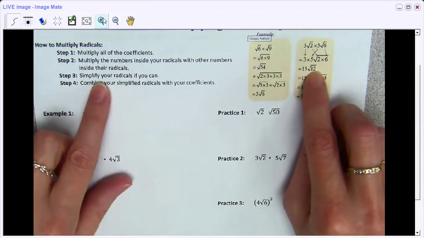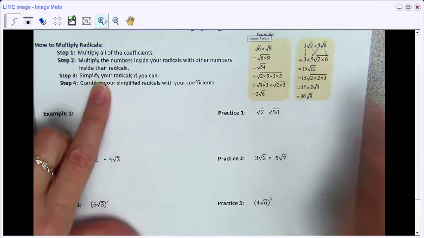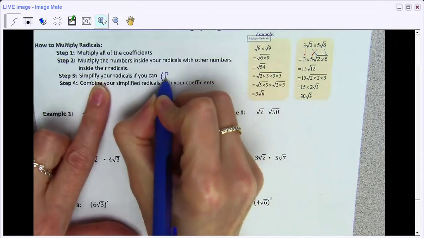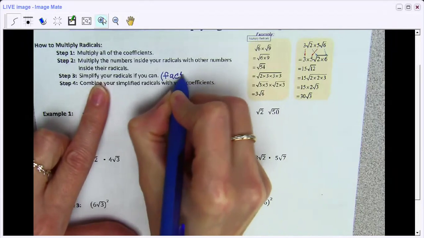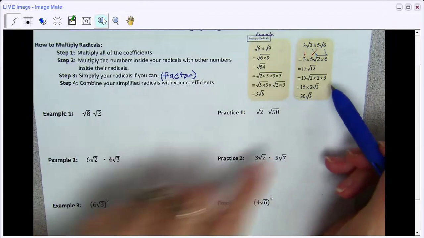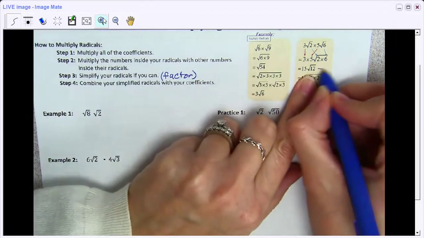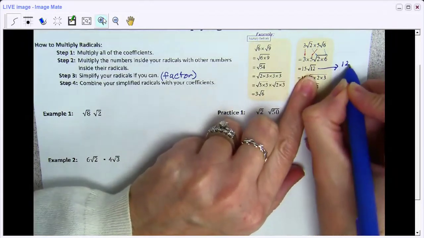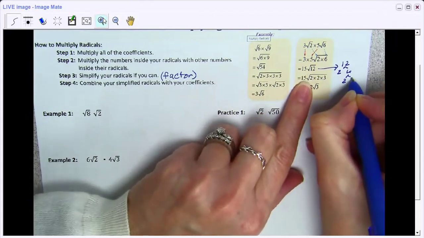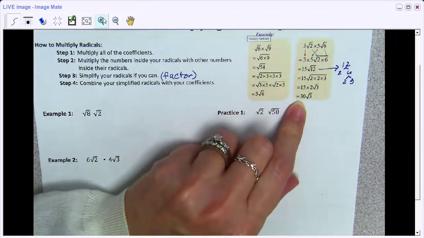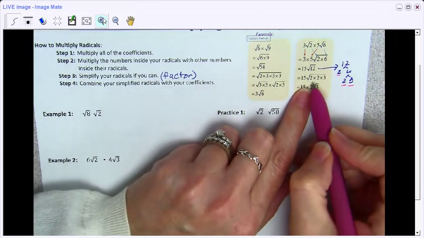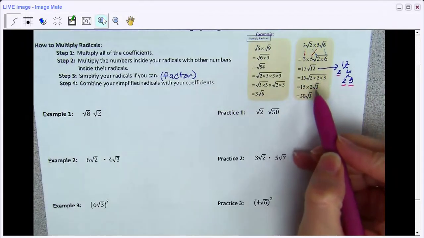Then you need to simplify or factor your radical. If you want, you can write factor right here. When you factor out 12, you get 2, 6, 2, and 3. Remember, you're factoring all the way down to prime numbers, and so our prime numbers are 2, 2, and 3. And see how they put those underneath the radical?